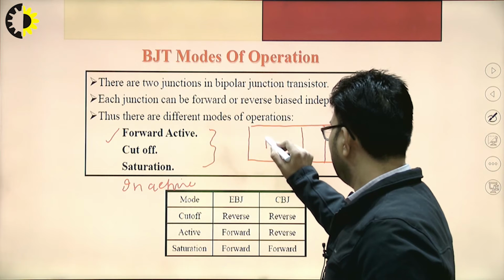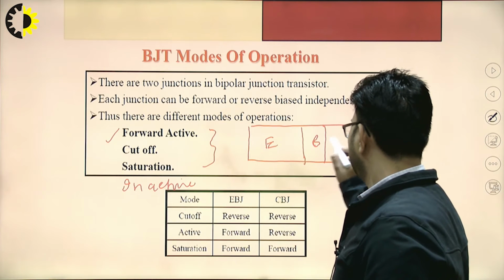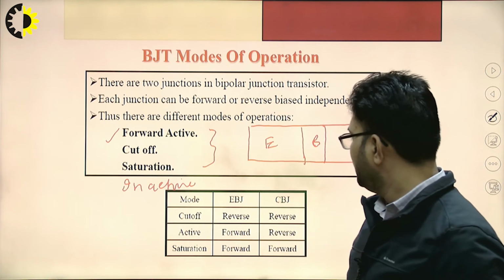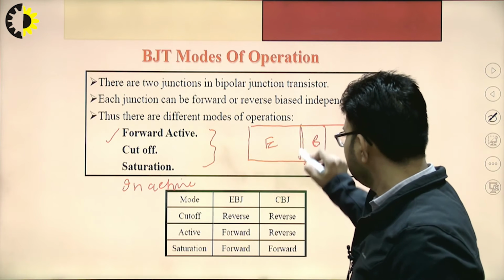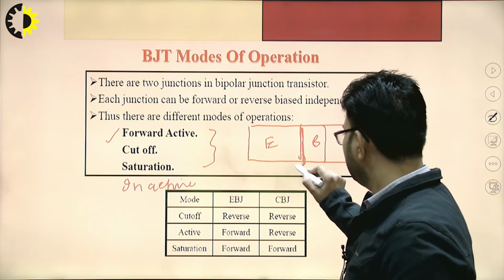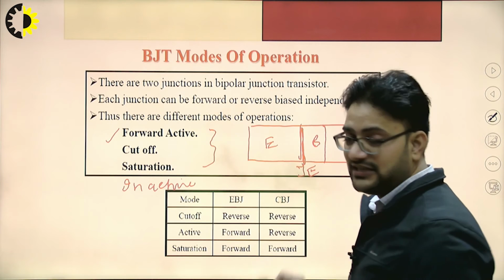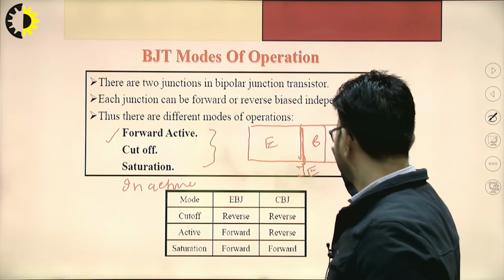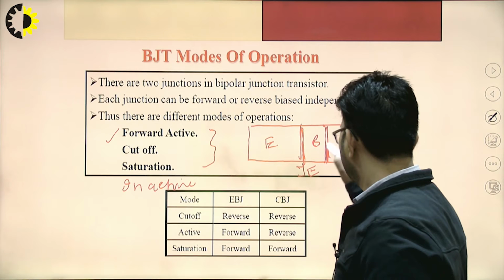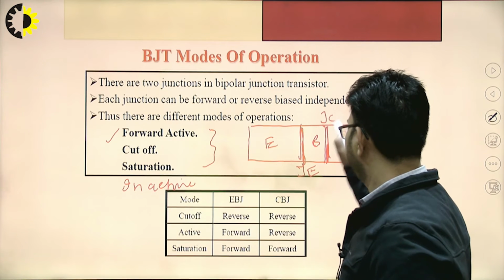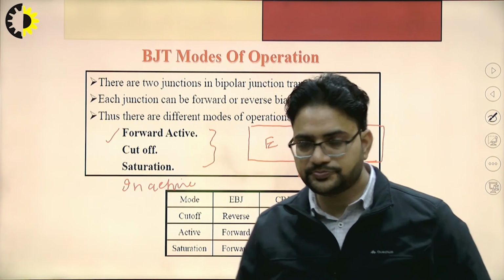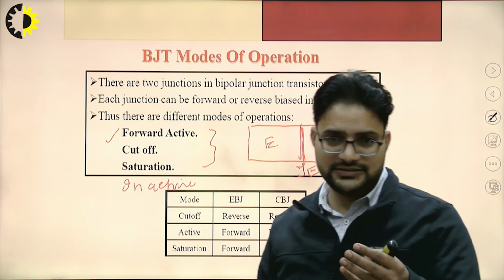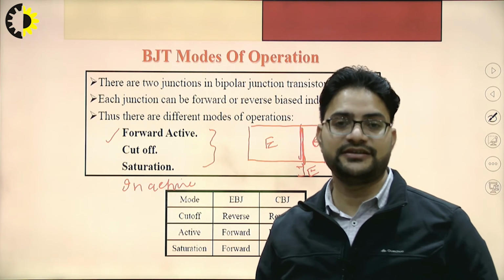This is the emitter, this is the base, this is the collector. So we have two junctions. This one is JE, the emitter-base junction, and this one is JC, the collector-base junction. So four different possibilities may be there.